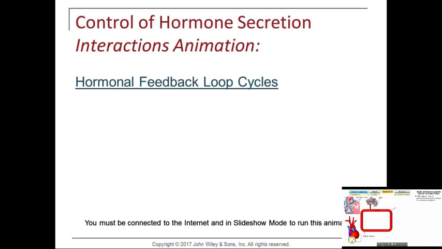Atrial natriuretic peptide also targets cells of the proximal convoluted tubule in the nephron of kidneys. There, it inhibits the retention of sodium ions, which reduces the retention of water. Less water returning to the blood causes blood pressure to return to normal.